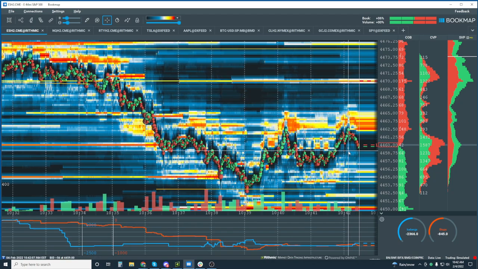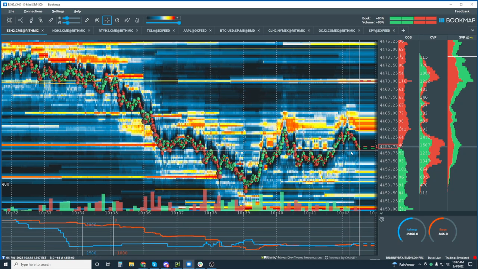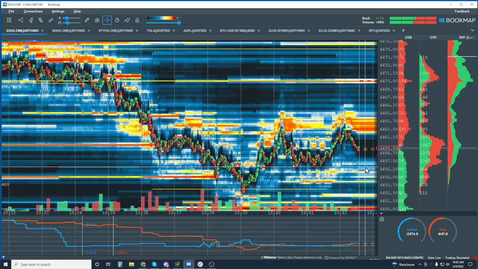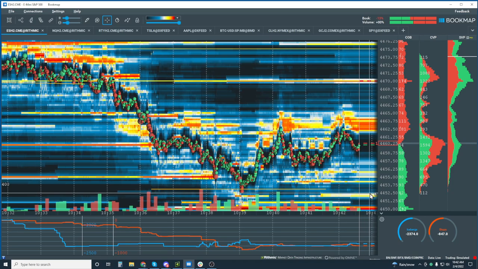Let's see if the sellers can come in right here, 58, and let's see them move it down to the bottom of this little range, 56, and then maybe they can start to trend.